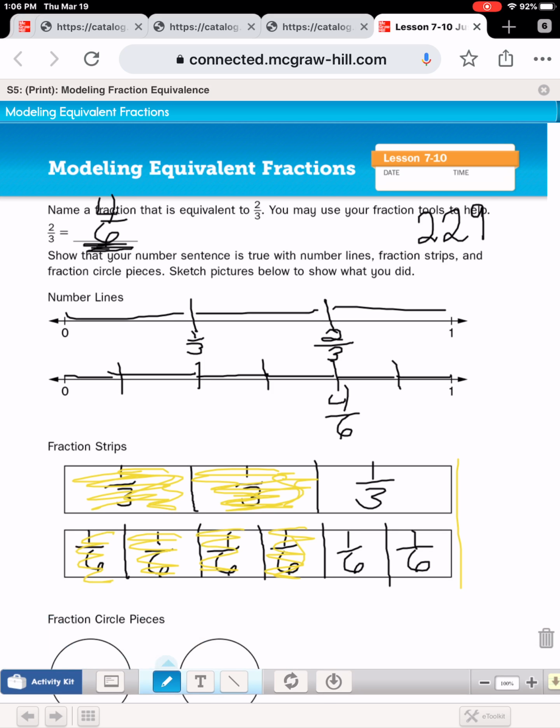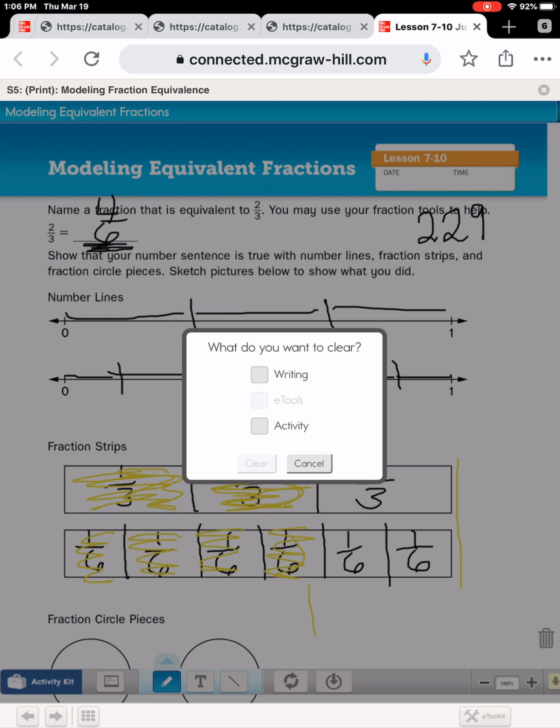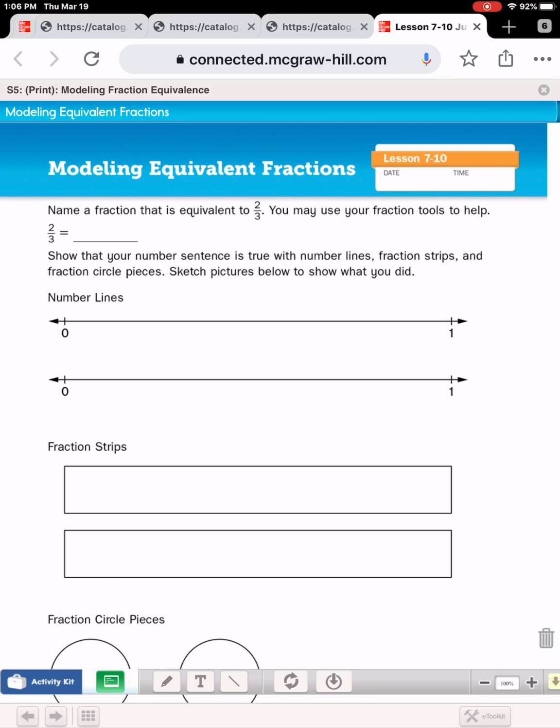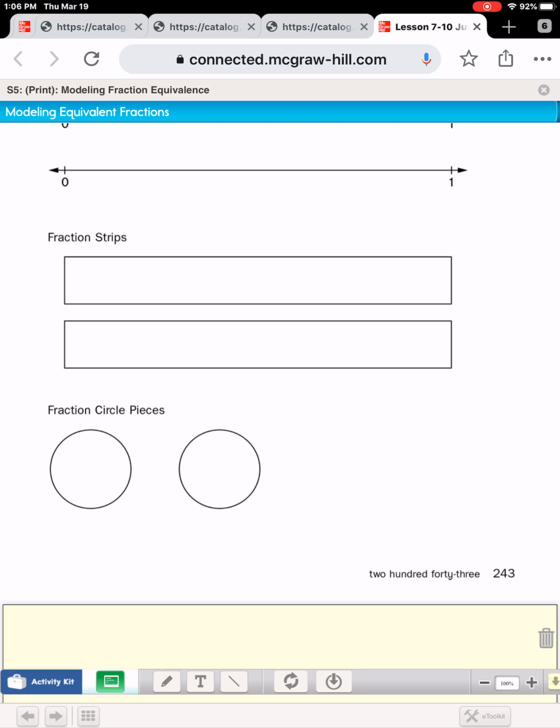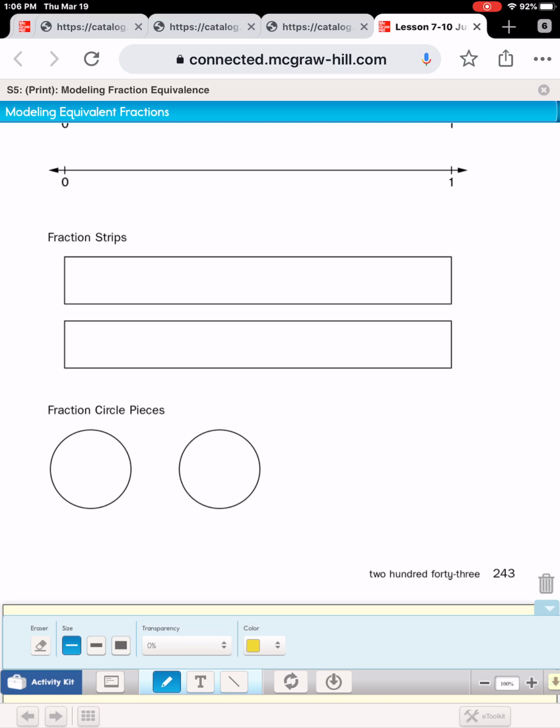All right. Let me get rid of this writing. And come down and look at our fraction circle pieces, the last thing on this page. Let's do that together as well. If I wanted to break this first fraction circle into thirds, because remember we're showing 2/3 is equal to 4/6, I would break this into 3 equal parts by kind of making a peace sign. And then I could shade in 2 of those thirds.